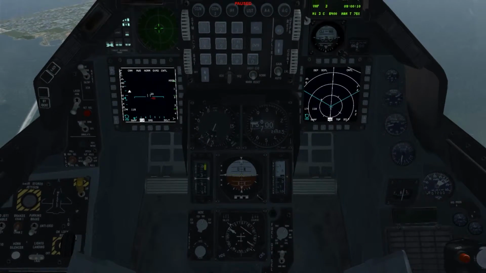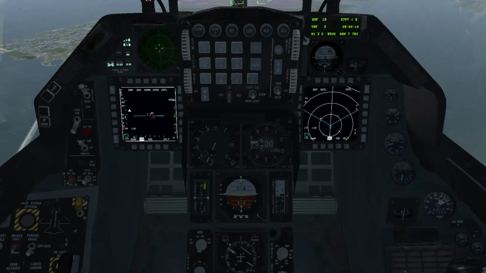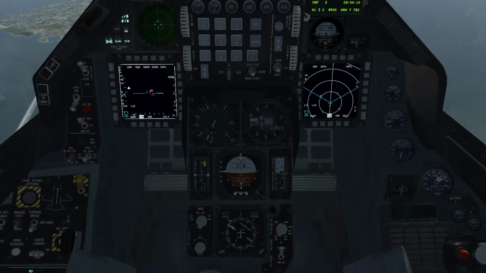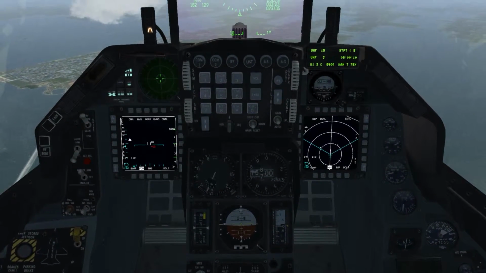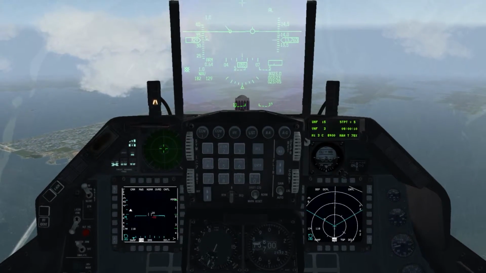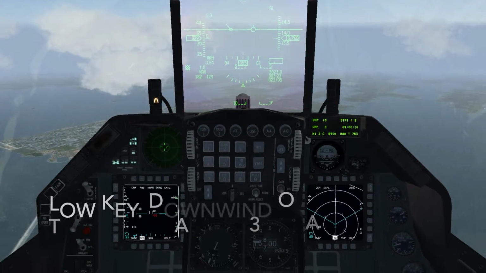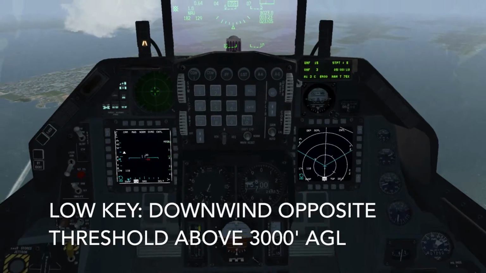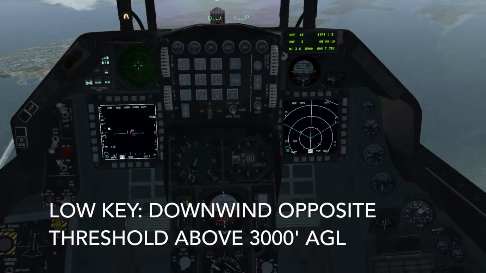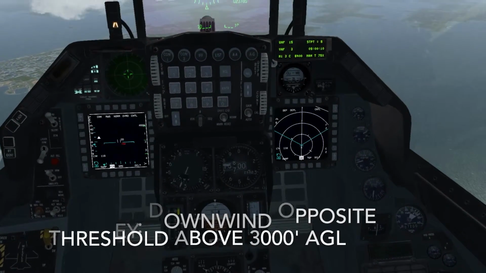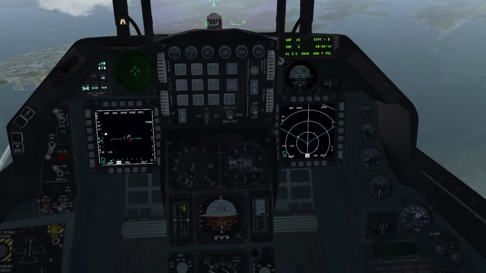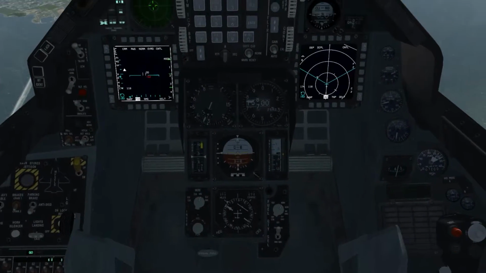The next point is the low key, and this is the point where, heading downwind parallel to the runway, you find yourself lined up with the threshold of the runway. At this point you need to be at or above 3,000. You don't really want to be above 5, but again, that can be compensated for better than being too low. If you're too low, you just won't have enough energy to turn in and land.